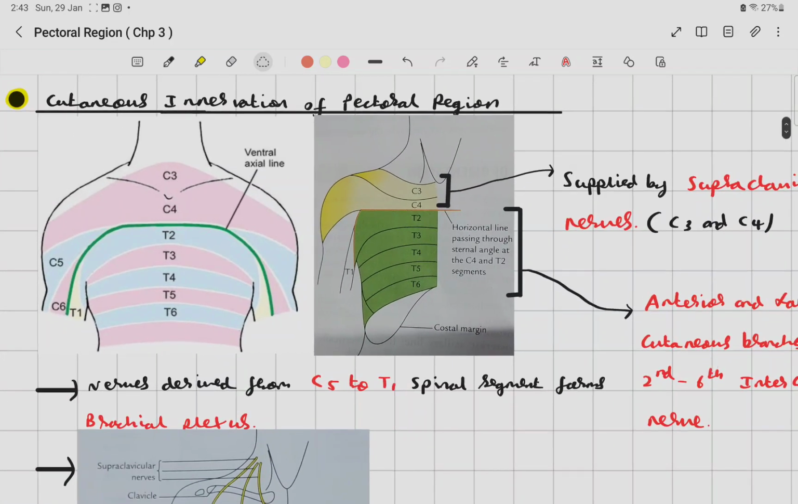Now, the nerves which are derived from the C5 to T1 spinal segments form the brachial plexus.